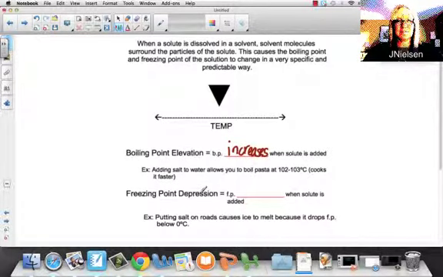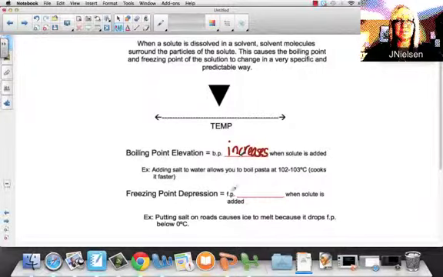A lot of you think you put salt in water so that the pasta doesn't stick together. That's not the real reason. The reason is because it will take longer for the water to come to a boil, but when it does, it's boiling at a higher temperature, so it takes less time to cook the pasta.